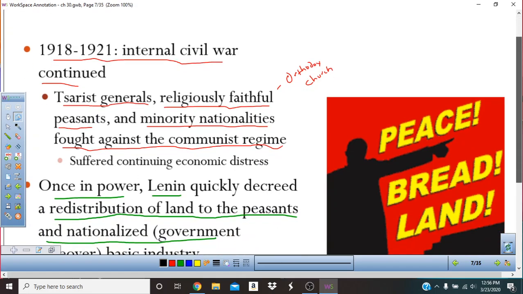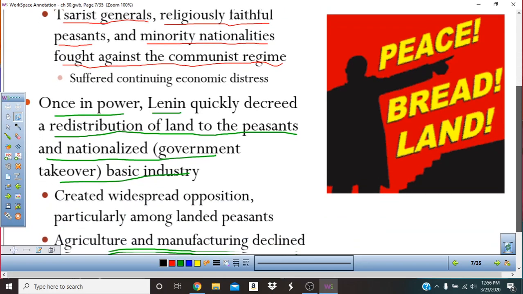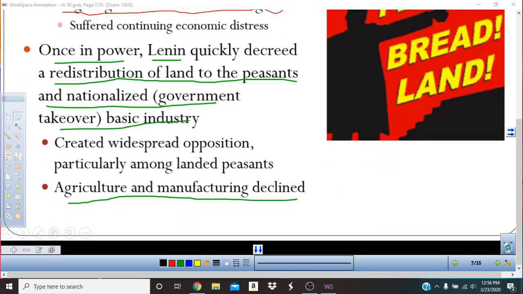All right, so the Civil War, of course, we've talked about that already. The Reds are going to win. Talked about that. And when Lenin takes over, we're going to see a lot of major changes occurring. Land being given to the peasants, government taking over major industries. And ultimately, after a few years of Lenin's policies, agriculture and manufacturing declined. The communist system wasn't working in Russia. So Lenin realized that, hey, they need to make a change. They need to do something else.